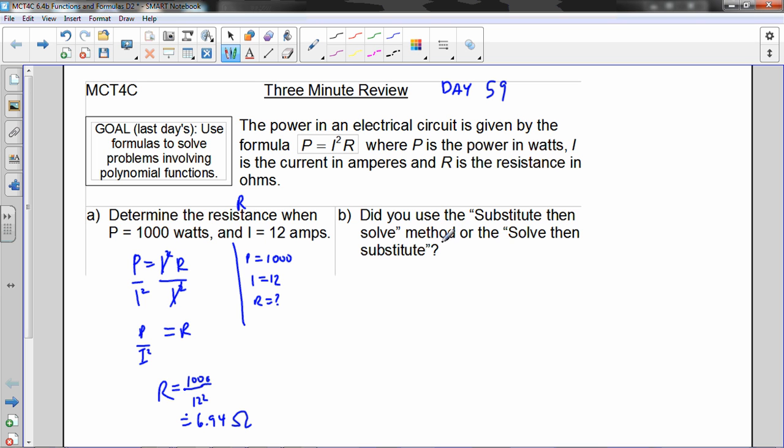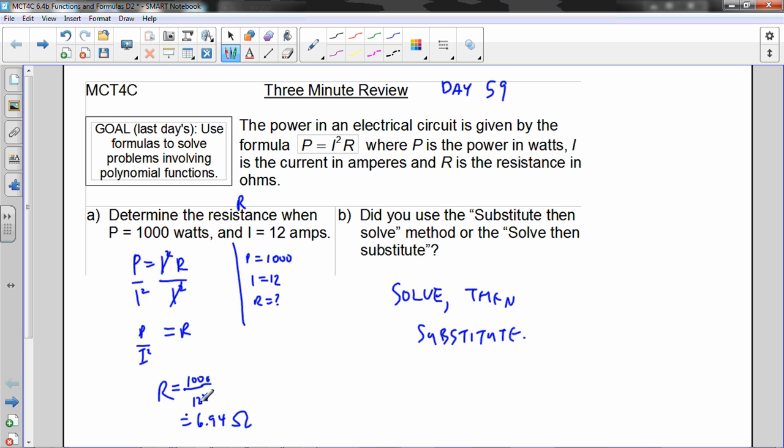Did you use the substitute-and-solve method or the solve-and-substitute method? Well, I don't know what you did, but I know what I did. I rearranged first, right? I solved, then I substituted. Do I care? I don't care which one you use unless you're asked to do one and not the other. So in a question like this, it didn't say. You could proceed in whichever way you feel more comfortable. You could have put all the values in first and then solved, or do like I did and rearrange first.